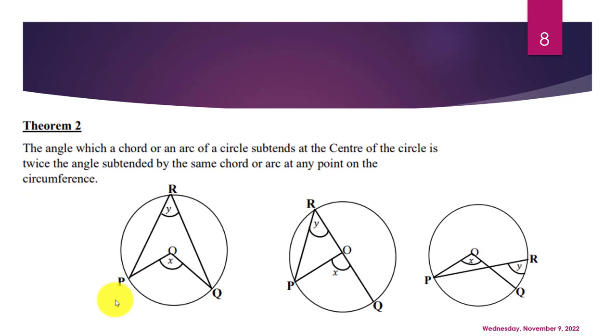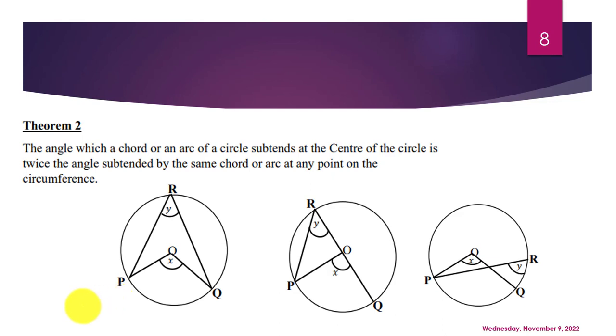Now, let's consider Theorem 2. Theorem 2 states that the angle which a chord or an arc of a circle subtends at the center of the circle is twice the angle subtended by the same chord or arc at any point on the circumference.